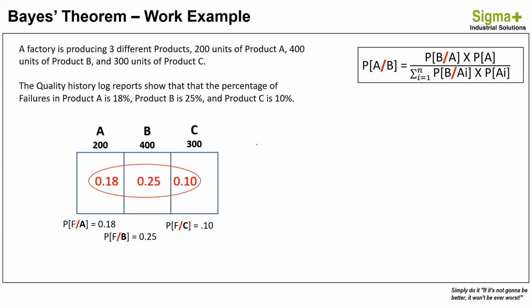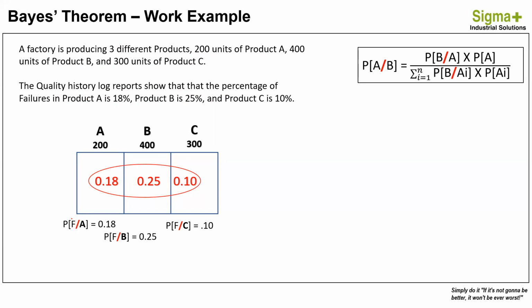Okay, now let's take a worked example so we can better understand how Bayes theorem works. In that example, we will calculate all the possible probabilities, and then go step by step to understand the theorem. Our factory is producing three different products: 200 units of product A, 400 of product B, and 300 units of product C. A quality history log report shows that the percentage of failure in product A is 18%, product B is 25%, and product C is 10%. So that's the failure rate in each product, right?